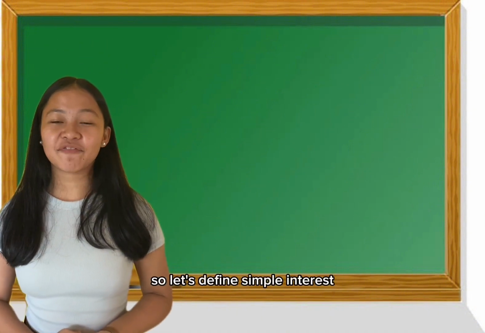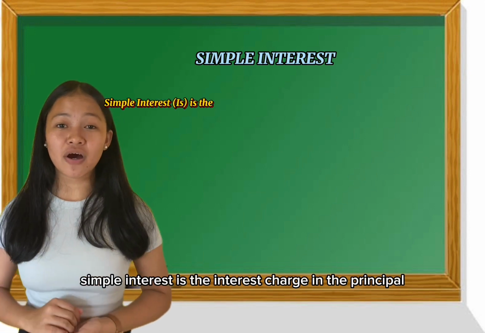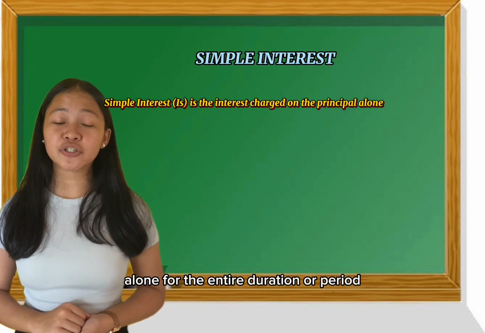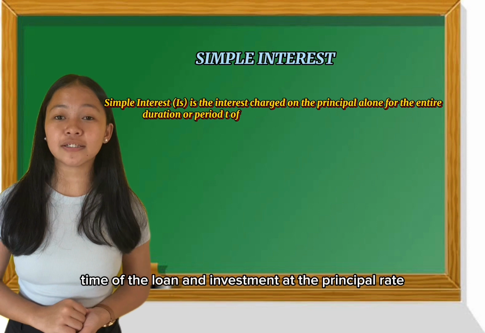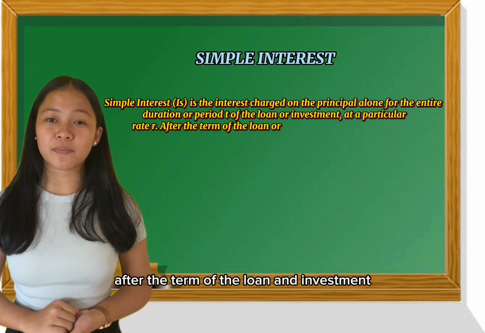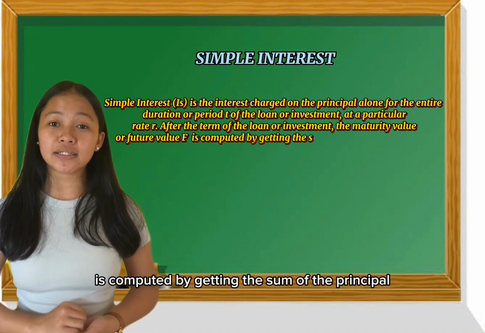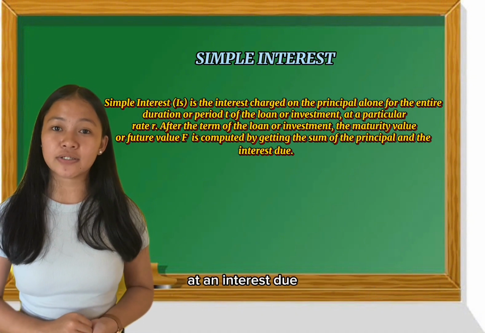So, let's define simple interest. Simple interest is the interest charged on the principal alone for the entire duration or period of time of the loan and investment at the principal rate. After the term of the loan or investment, the maturity value or future value is computed by getting the sum of the principal and the interest due.